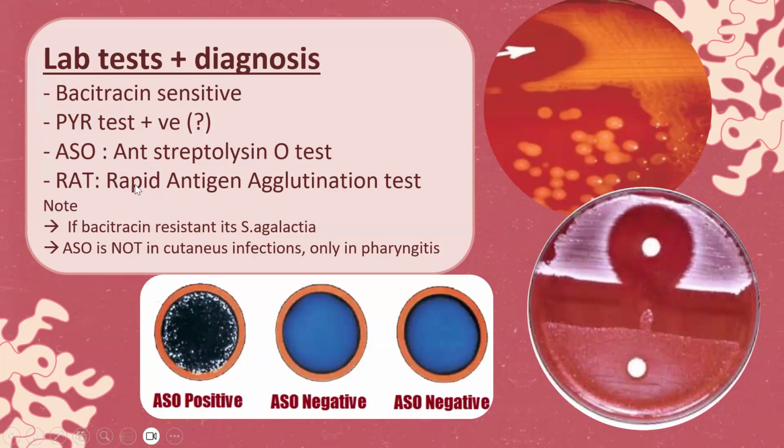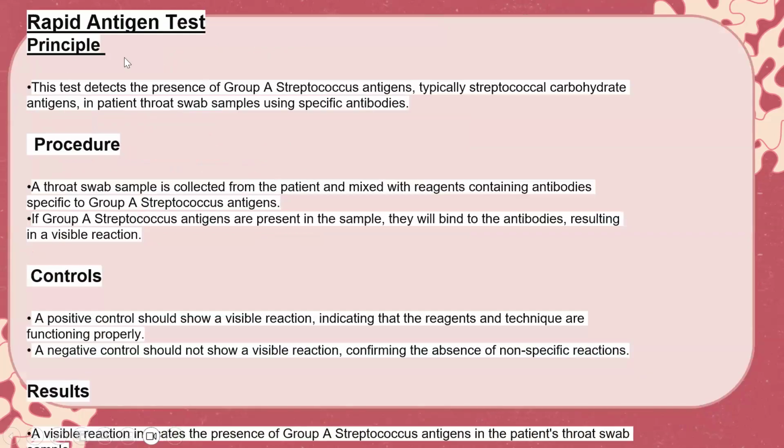And then we have the RAT, or the rapid antigen test. It is also called the rapid agglutination test. So next slides, don't worry. Okay, so the rapid antigen test is basically testing for the presence of group A strep. And from the name, we are testing for the antigen. So a patient is suspected of pharyngitis. We want to take a throat swab from the patient, and this throat swab has the bacteria, so it has the antigen. So we're testing for the antigen.